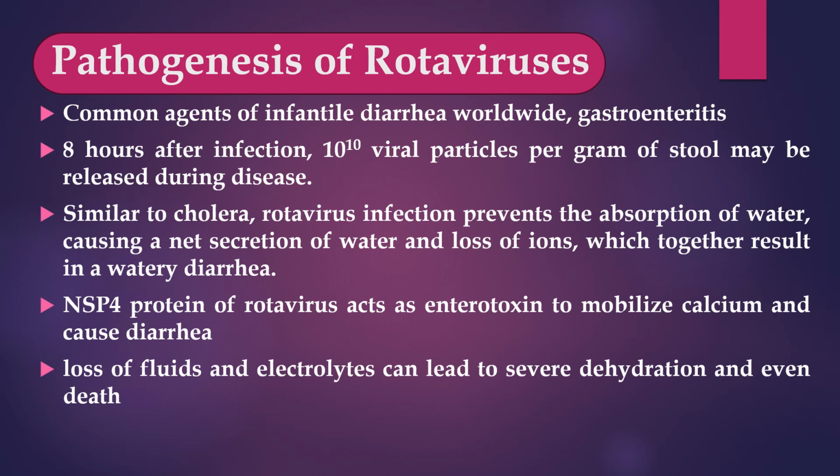The NSP4 protein of rotavirus acts in a toxin-like manner to promote calcium ion influx into enterocytes, release of neuronal activators, and a neuronal alteration in water absorption. The loss of fluids and electrolytes can lead to severe dehydration and even death if therapy does not include electrolyte replacement.